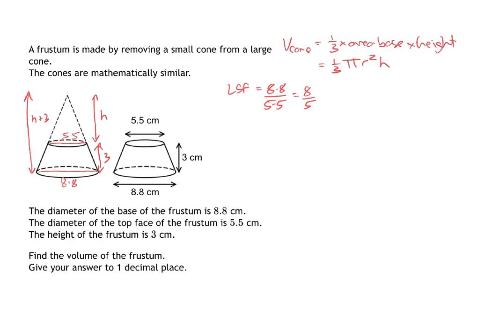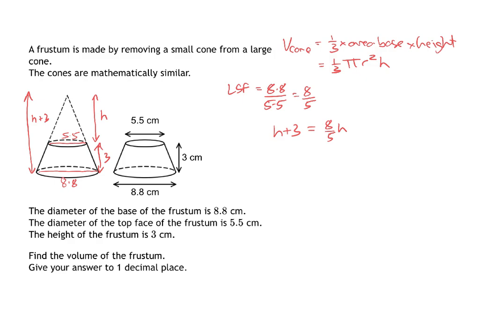Okay, so I have my linear scale factor, and that means that the height of the big cone is 8/5 the height of the small one. So that means that this distance here, h plus 3, is 8/5 of this. So I could form an equation. h plus 3, the height of the big cone, is equal to 8/5 the height of the small cone, h. Now I've created an equation with only one unknown, the letter h. One equation with one unknown can be solved, so let's work this through.